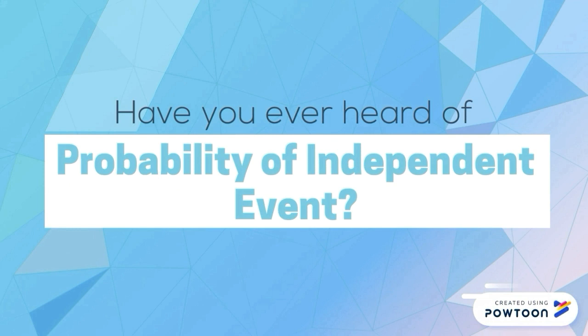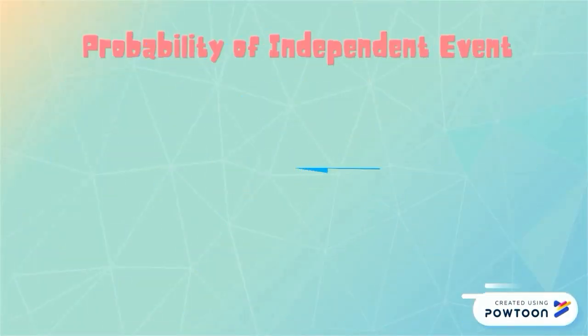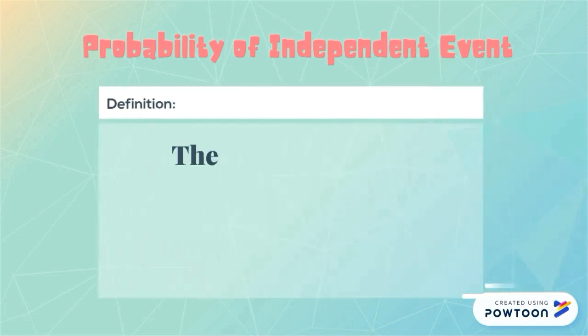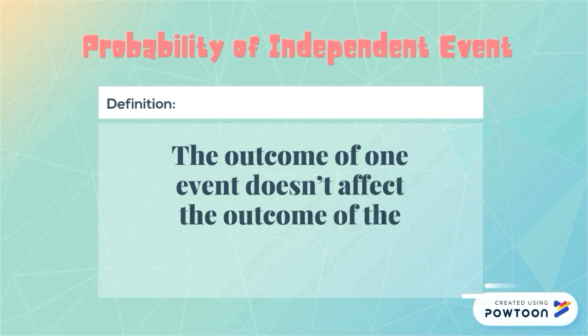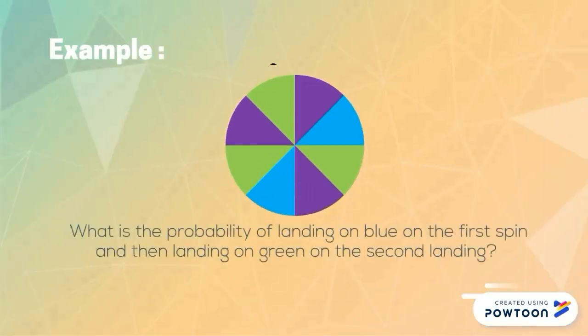Probability of independent event. The outcome of one event doesn't affect the outcome of the other event. Example: what is the probability of landing on blue on the first spin and then landing on green on the second spin? The probability is symbolized with P. And the question is the probability of blue and green.